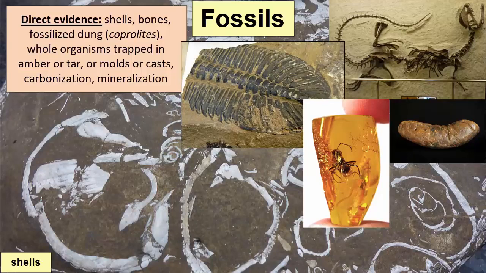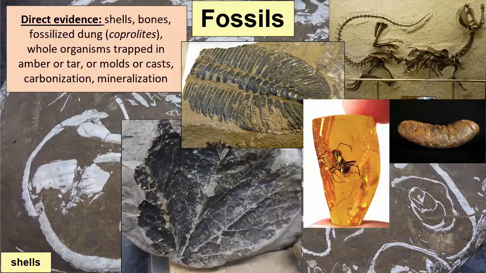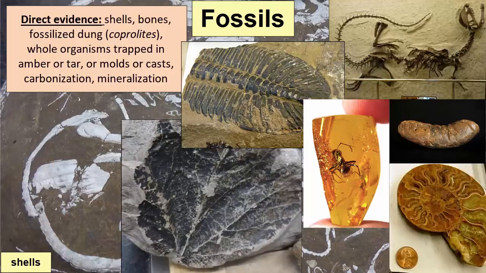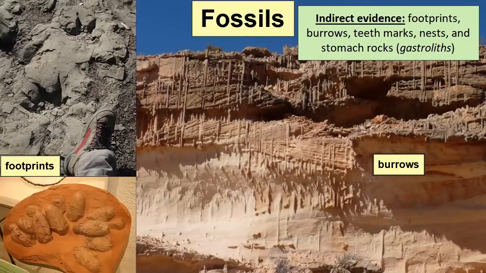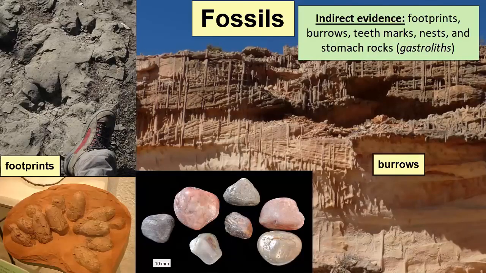Sometimes organisms like leaves will leave a carbon film on the surface of rocks after they've been buried and broken down. Sometimes the original buried shells will be replaced by minerals. In all these cases, the evidence we find is some part or all of the organism's body. Indirect fossil evidence includes footprints, burrows, teeth marks, nests, and stomach rocks known as gastroliths, evidence that an organism was in the area, but very little about its structural shape.